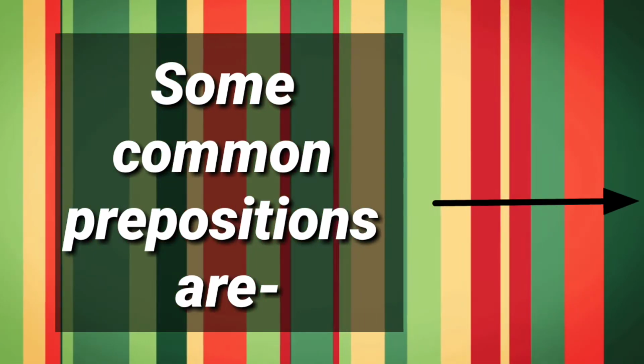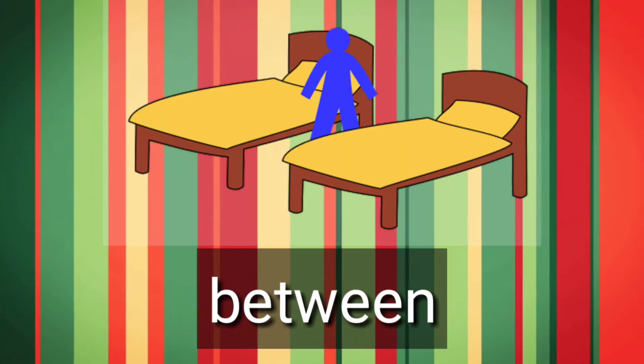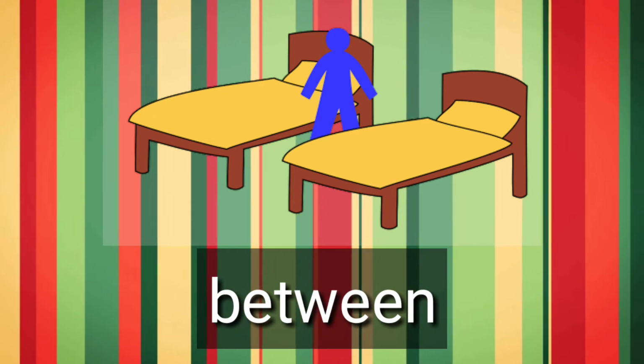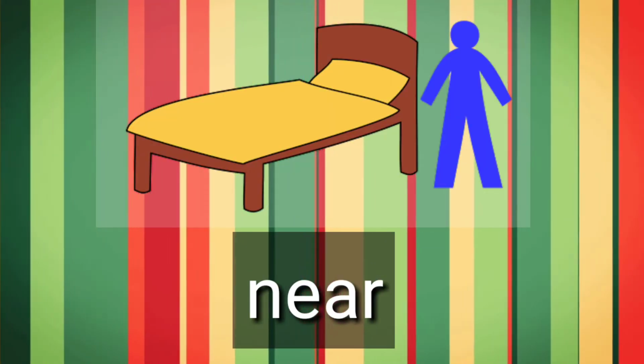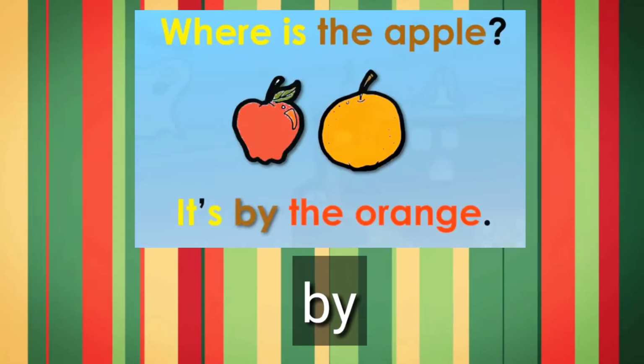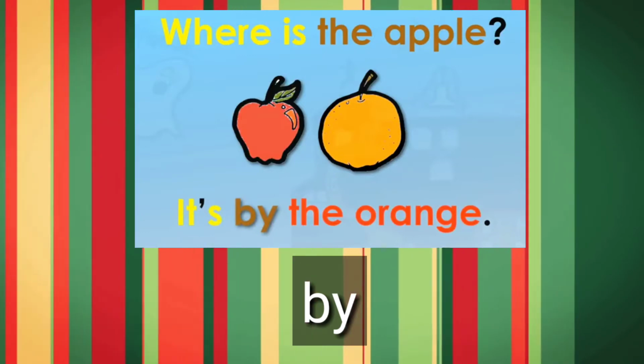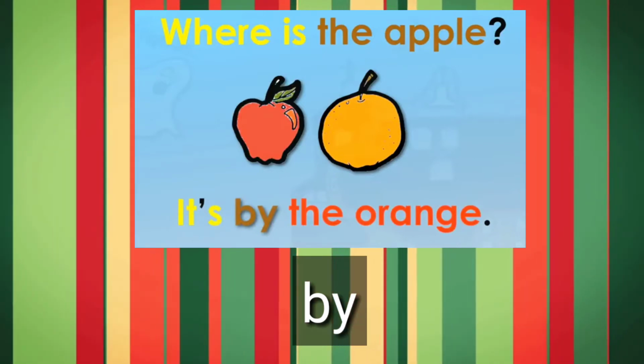Some common prepositions are between, near, and by. Where is the apple? It's by the orange.